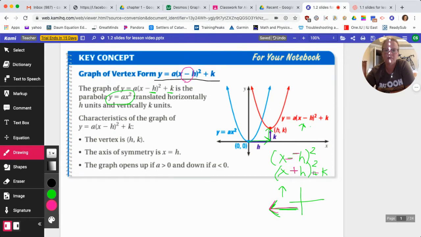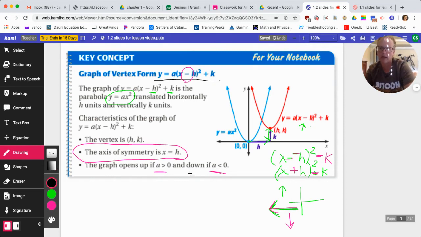Now, what if I make it minus k? Minus k means I move it down. Okay, h is horizontal, left and right. k is vertical, up and down. Now, the axis of symmetry is just x equals h. You just have to read it from the equation. And then the graph opens up when a is positive and opens down if a is negative. That has not changed.